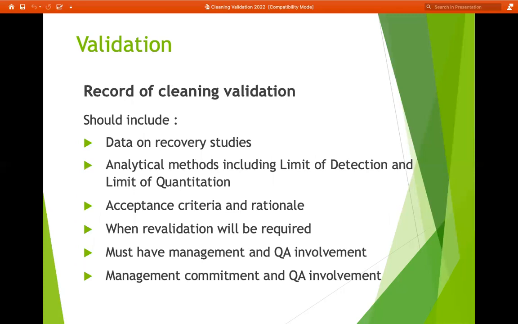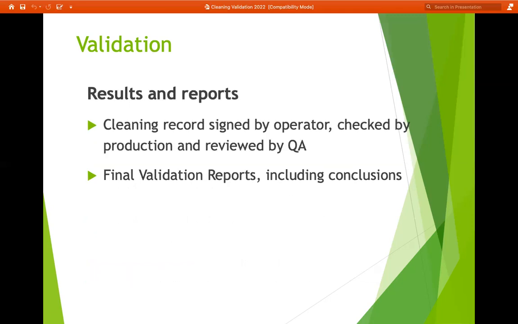Record of cleaning validation should include data on recovery studies, analytical methods, including limit of detection and limit of quantitation, acceptance criteria and rationales for the same. When revalidation will be required, must have management and QA involvement. Management commitment and QA involvement is necessary for cleaning validation activities. Now, analytical methods, including limit of detection and limit of quantitation, means you have to validate your analytical method, which is being used to test the residue of the cleaning or used to test the sample which is drawn during cleaning validation of the machine.